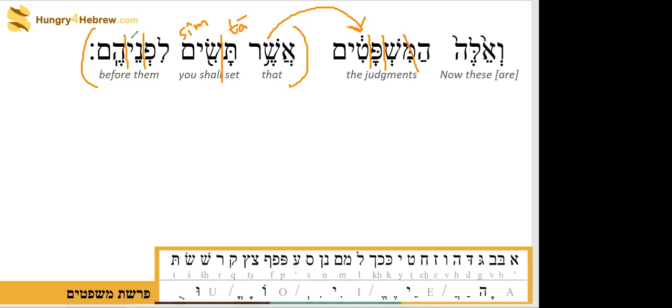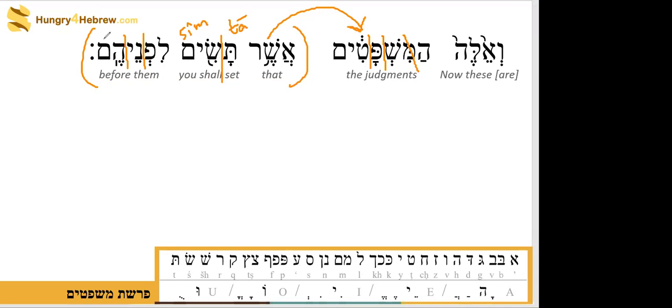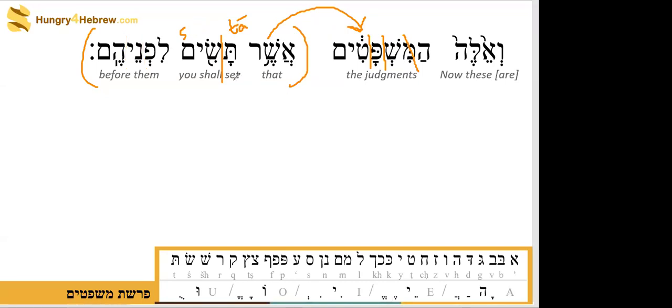Lifnei hem. It's an E vowel. Lifnei hem. Sorry, I'm looking at my phone and not my computer this time, so everything's smaller.